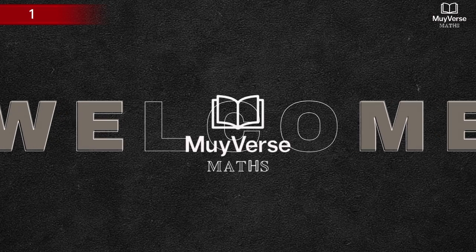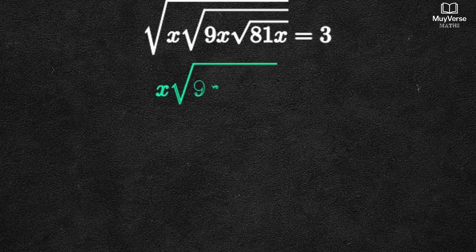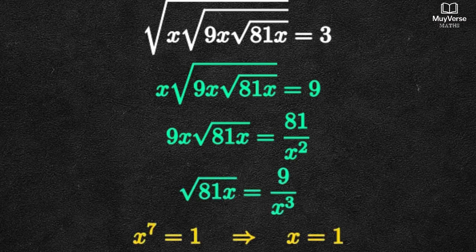We start with a nested radical equation. Here is the equation. Square both sides once. Isolate the next root and square again. Isolate the final root. Square one last time to solve for x.